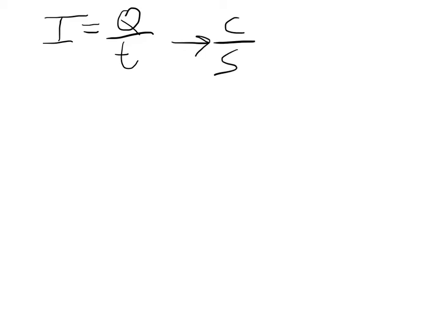This is the quiz review video for Monday. Couple definitions and equations you need to know. First, both a definition and an equation. Current is charge per second, which gives you the units of coulombs per second or amps.